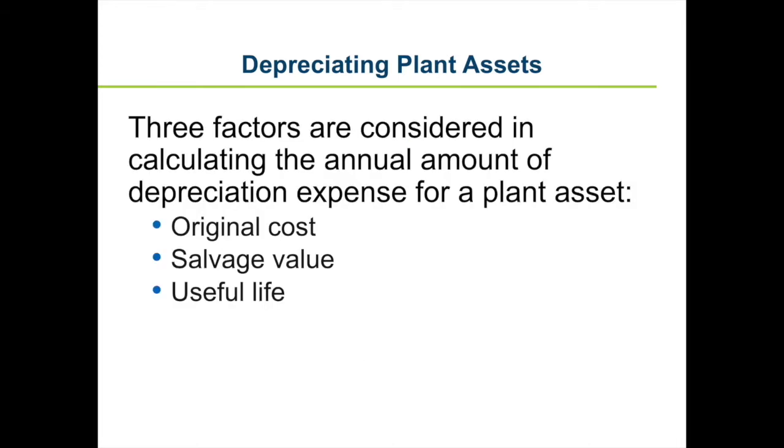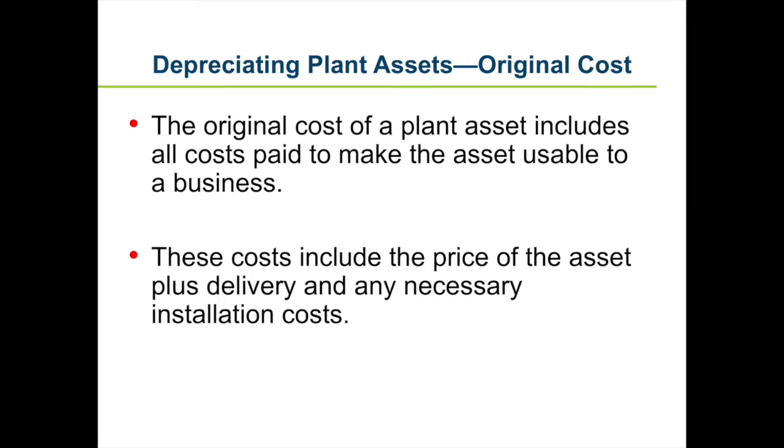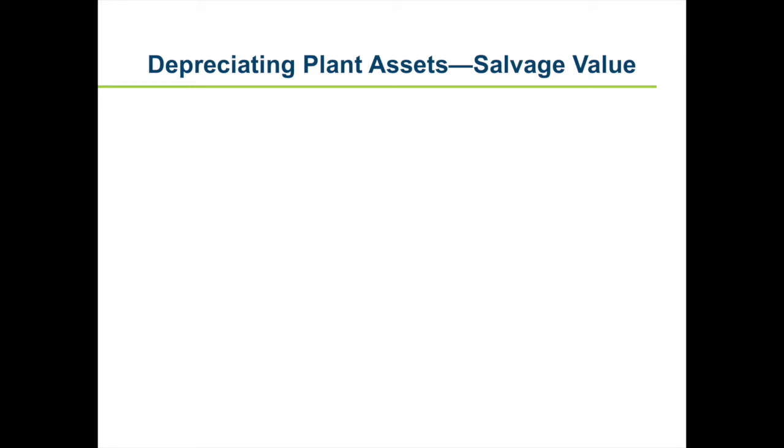3 factors are considered in calculating the annual amount of depreciation expense for a plant asset: the original cost, salvage value, and useful life. The original cost of a plant asset includes the cost paid to make the asset usable to a business. These costs can include the price of the asset, any delivery charges, and any necessary installation costs. A business removes the plant asset from use when the asset is no longer usable. The asset may be sold to another business or sold for scrap.